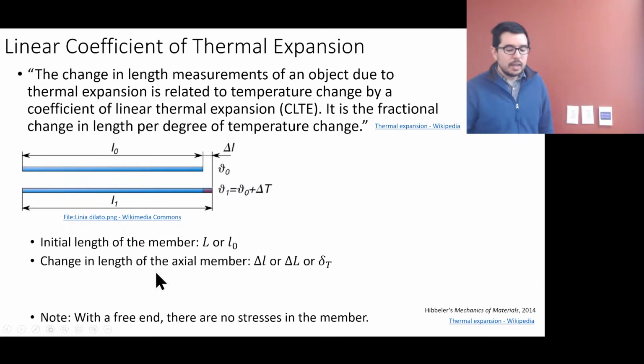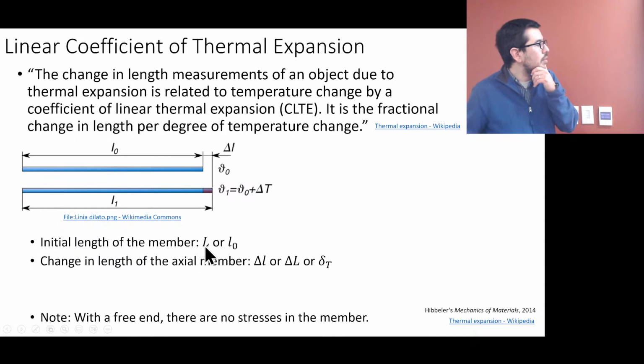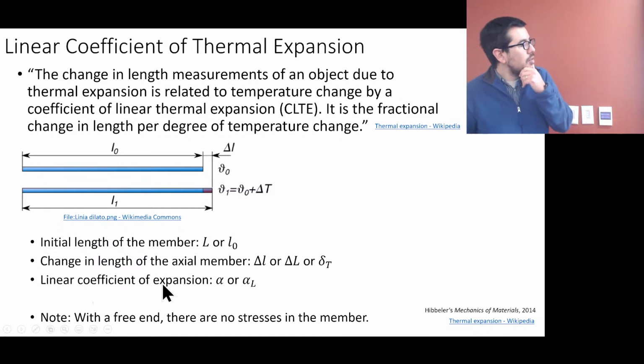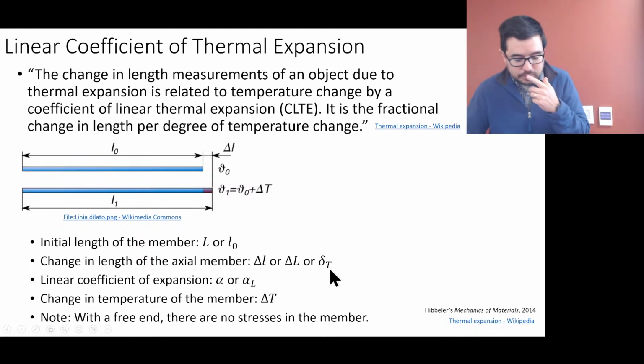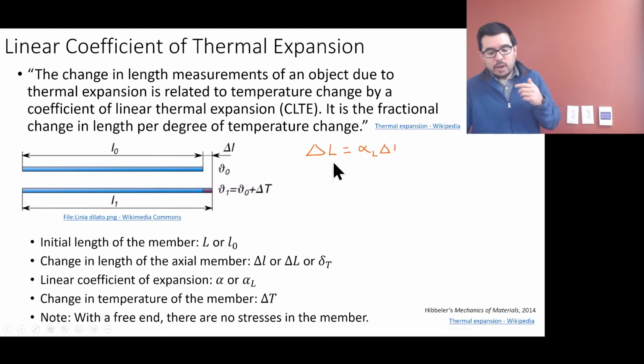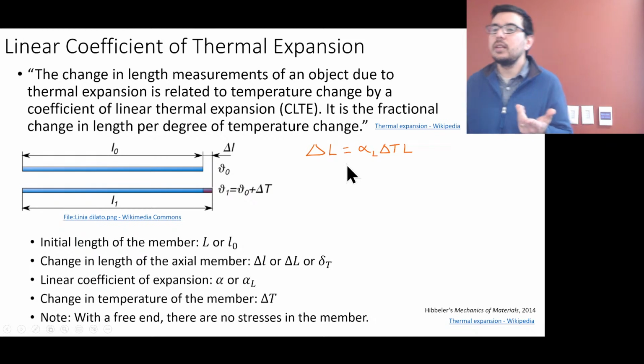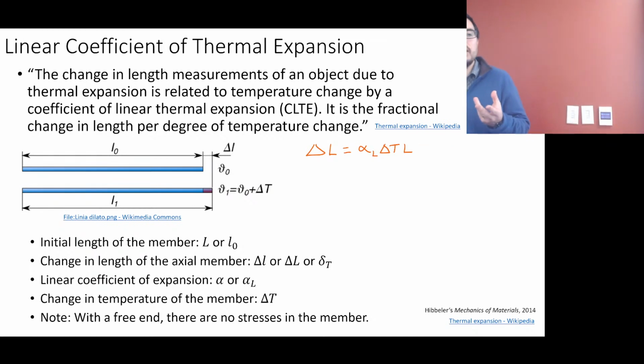So some terms that we might use to describe this bar are the initial length, the change in length of the axial member, the linear coefficient of expansion, which may be given by alpha or alpha L, and then a change in temperature. So, you've probably seen this from some of your other classes, but we say that the change in length is equal to some alpha times the change in temperature times the length.